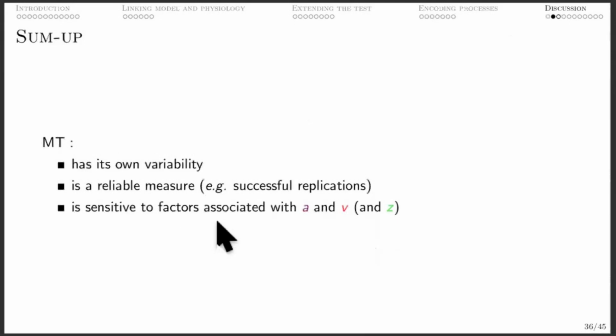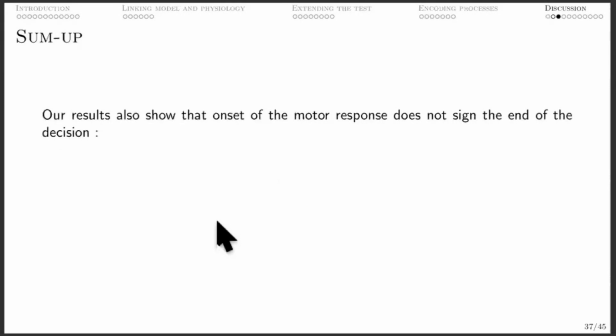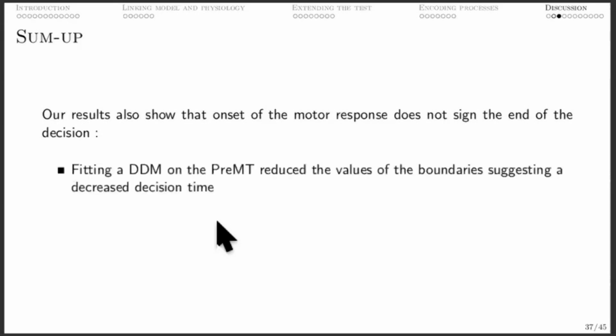So first, we have shown that motor time has its own variability, and that it is a reliable measure, as shown by the successful replication we did across the experiments. We also saw that the motor time is sensitive to factors usually associated with decision threshold and the drift rate. And we also showed that there is sensitivity to the starting point, but this is a study that I did not have time to show to you. So the results also show that there is a continuation of the decision, as when we fit the drift diffusion model on the pre-motor time, we are not only affecting the non-decision processes, but also the decision process, such as the boundaries.